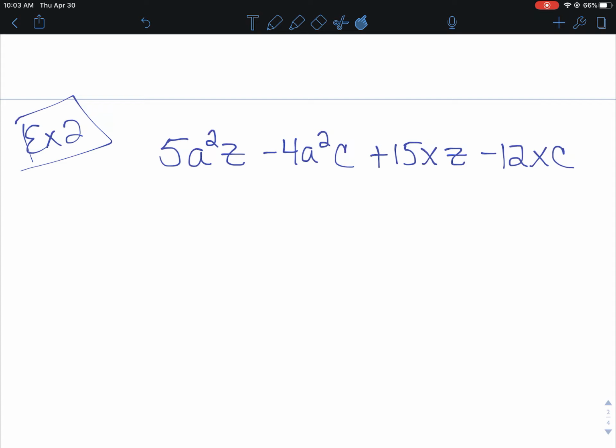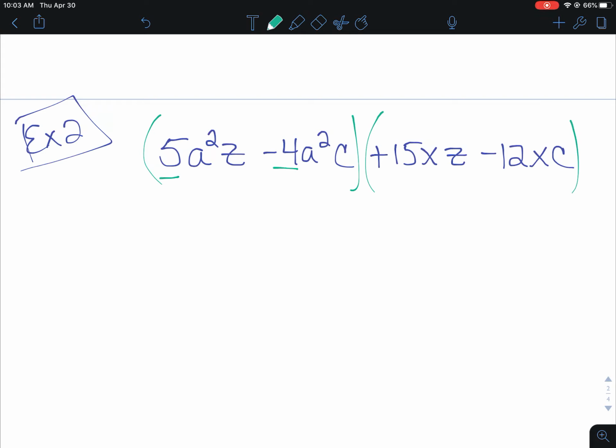This one I made a little bit more advanced so we can see what to do. So again, first step, make your two groups. So I'm going to group the first two things and the last two things. There are some occasions where you have to swap out some terms, but I'm going to give you all problems that are already lined up for us, so don't worry too much about that.